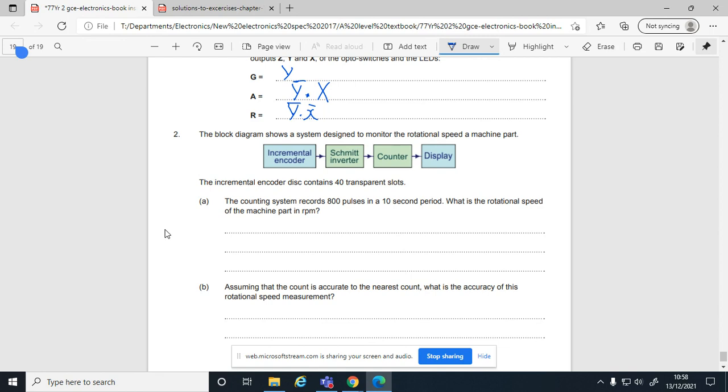Okay, right. So I've got 40 transparent slots and I've got 800 pulses. So first of all, we can find the amount of revolutions. 800 over 40 gives me 20 revolutions. Now I've got 20 revolutions. It says it does that in 10 seconds. So let's find out how many revolutions it does in 1 second. So in 1 second, we get 20 over 10 equals 2 revolutions.